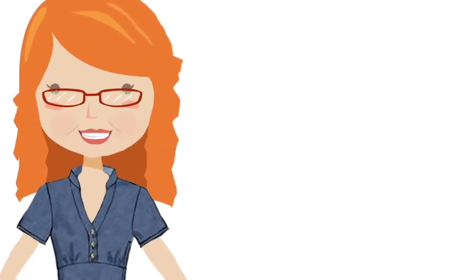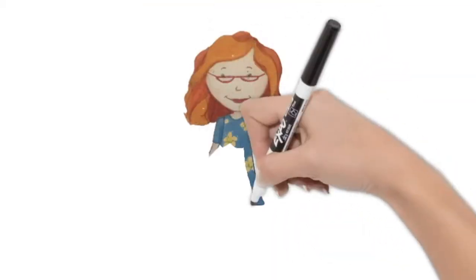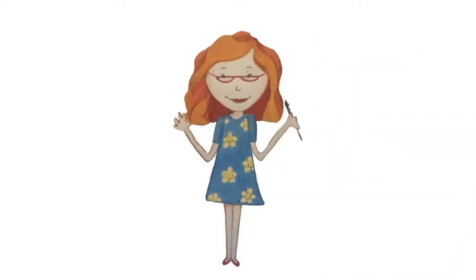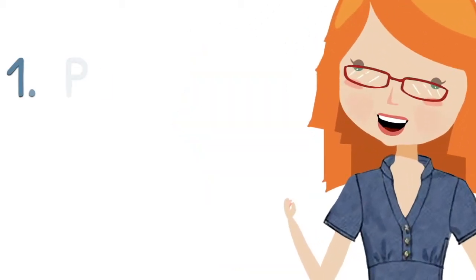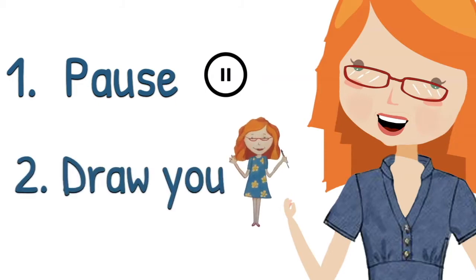I'm going to get ready for writing by drawing a picture. This letter is going to be about me, so I'm going to draw myself. Pause the video now and go and draw a picture of you. Don't add the labels yet, just draw your picture. I'll see you soon.